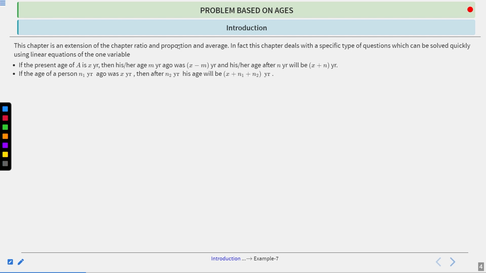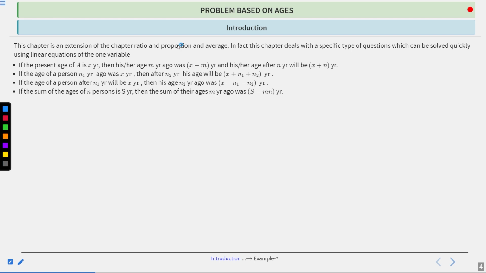Next, if the age of a person N1 years ago was X years, then after N2 years his age will be X plus N1 plus N2 years. If the age of a person after N1 years will be X years, then his age N2 years ago will be X minus N1 minus N2 years.